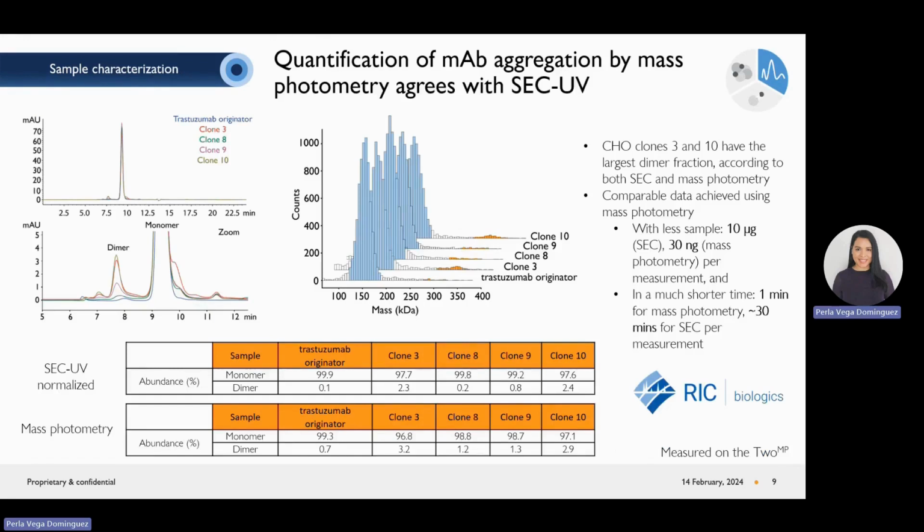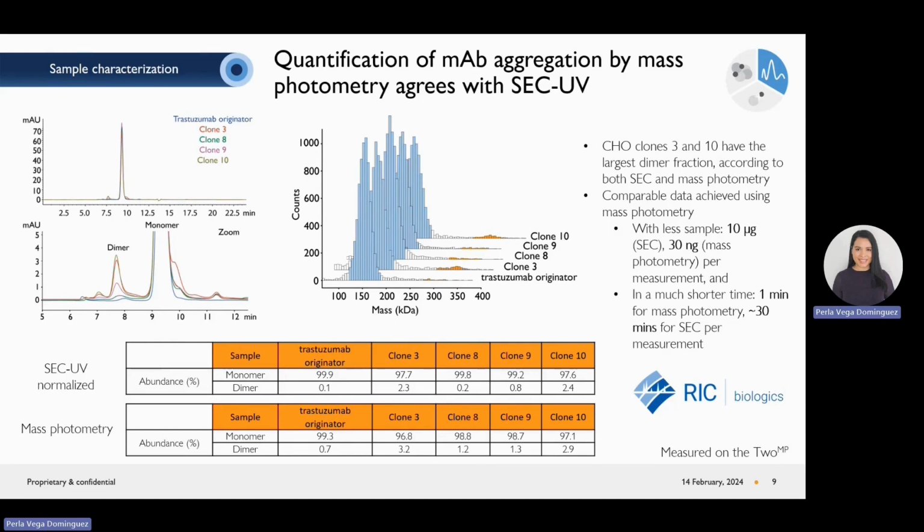During antibody development, aggregation is a critical quality attribute that needs to be monitored. In fact, we generated this information with RIC Biologics, and here we are showing how mass photometry can be used to quantify antibody aggregation for different clones during the development of biosimilars. For this slide, the supernatants containing the antibodies were purified using a protein A affinity column and measured by both CQV and mass photometry.